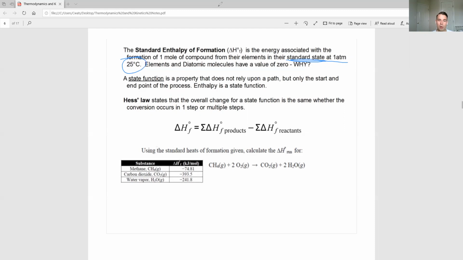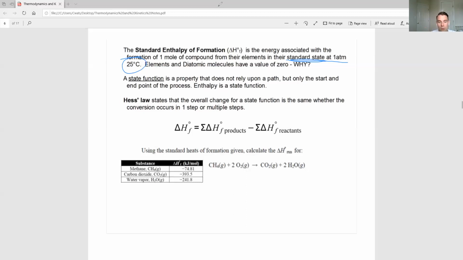Now, a state function is a property that does not rely upon a path, but only the start and the end point of the process. Enthalpy is a state function. There are so many ways to find enthalpy. We're going to go over like 3 or 4 of them. We've already done one with Q equals mc delta T. We can do Hess's law, which states that the overall change for a state function is the same whether the conversion occurs in 1 step or multiple steps, which we'll see on the next page.